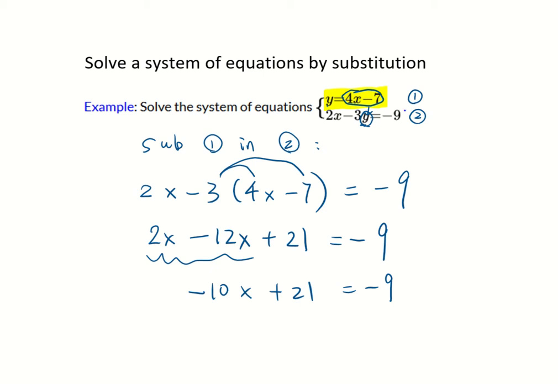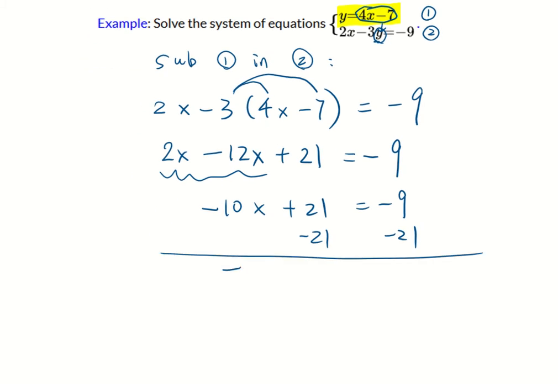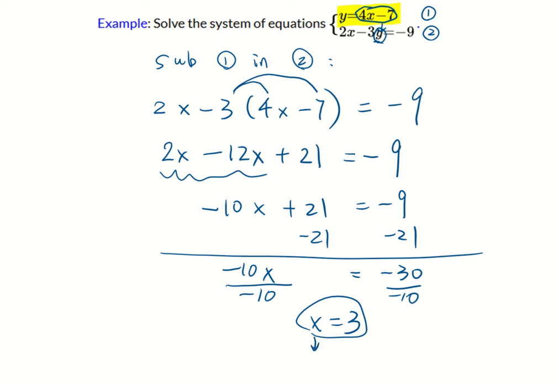Then to leave x by itself, first I'm going to move the 21 to the other side. So subtract both sides by 21. Here I get negative 10x equals negative 30. Now last step, for solving x, divide both sides by negative 10. X equals 3. Okay, so we know the value for x. We still want to know the value for y. So I'm going to substitute x equal to 3 into the first equation.